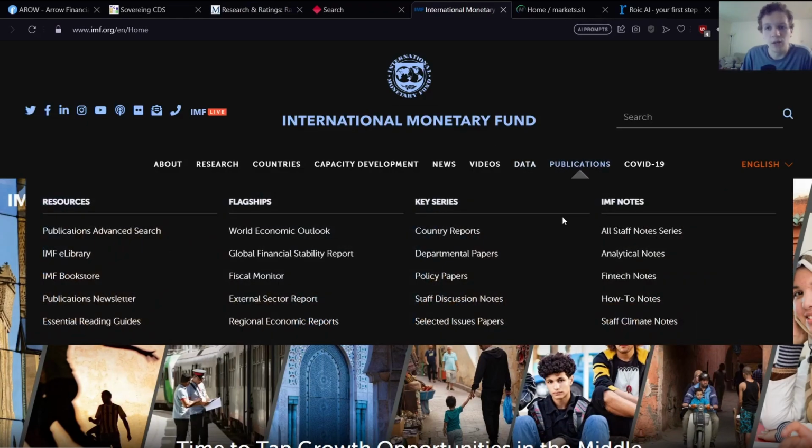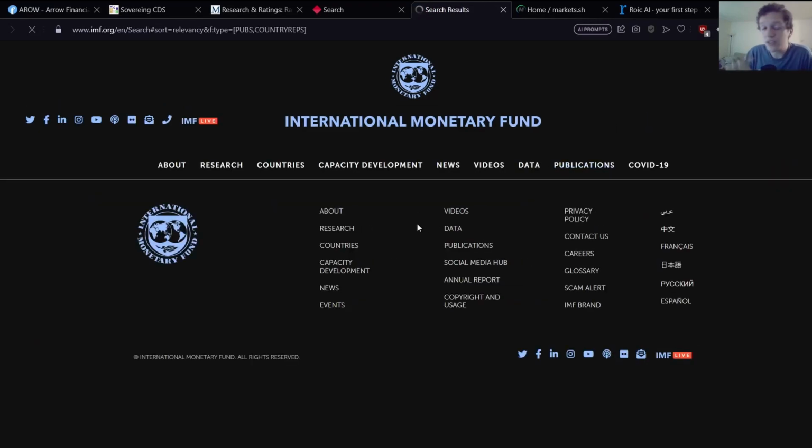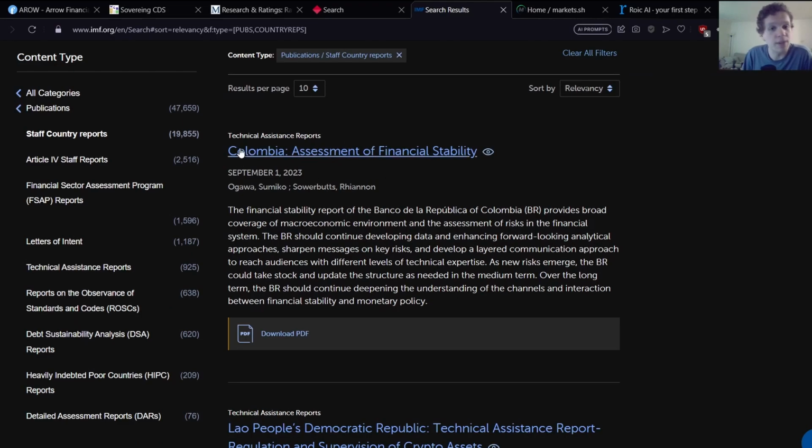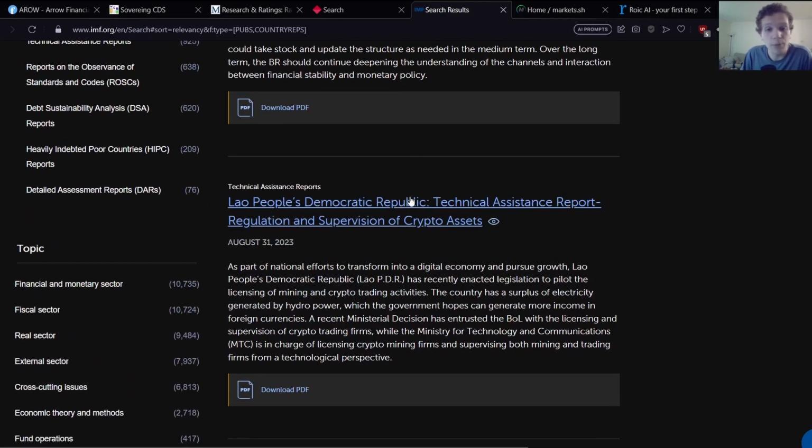And I specifically also want to draw attention to the publication section and the country reports here. You can sign up for their mailing list to receive country reports. But here, for example, there's an assessment of financial stability in Colombia or the Lao People's Republic.